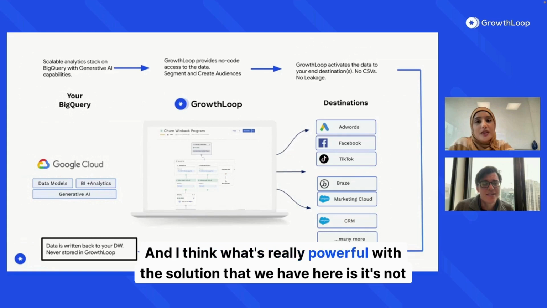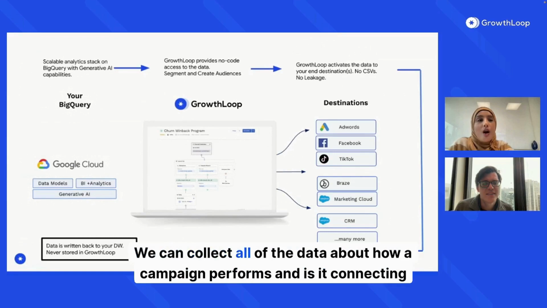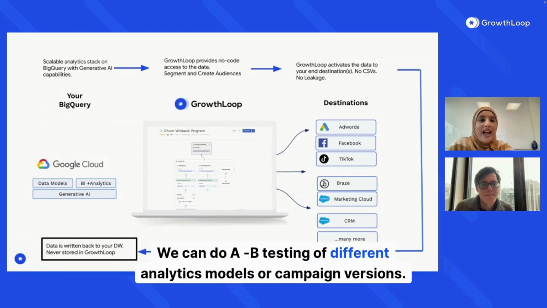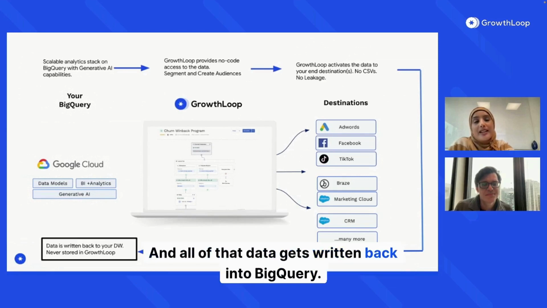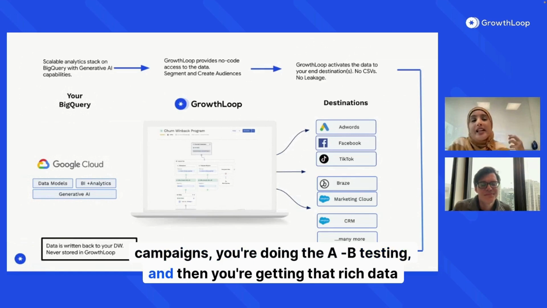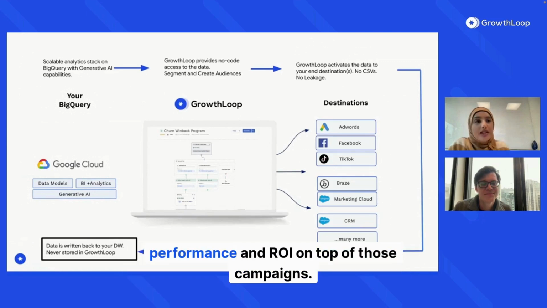And I think what's really powerful with the solution that we have here is it's not just activating those campaigns. We can collect all of the data about how a campaign performs. And is it connecting with customers? We can do A/B testing of different analytics models or campaign versions. And all of that data gets written back into BigQuery. So you can get this really good feedback loop where you're deploying these campaigns, you're doing the A/B testing, and then you're getting that rich data back into BigQuery so that you can understand measurement and performance and ROI on top of those campaigns.